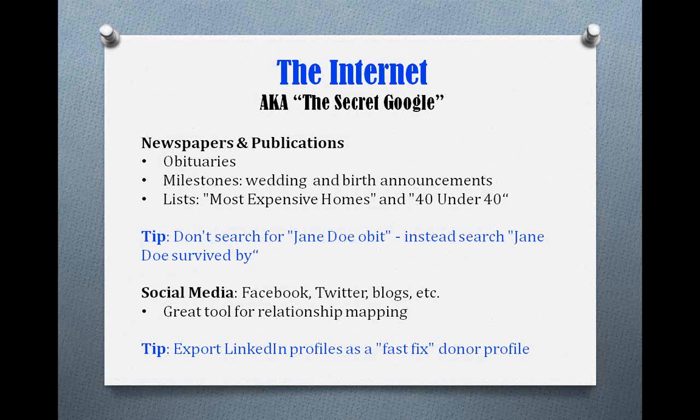lists. Lists are great because this is when you have two opportunities. One, you can capture wealth asset information, like, oh, they were listed under most expensive homes. That's wonderful to know. They probably have the capacity to make a gift. Or if they were on 40 under 40, not only do you know that they're an up-and-comer and they clearly carry some clout in the community, but this is also an opportunity for you to reach out to them and say congratulations, which is a very important touch.